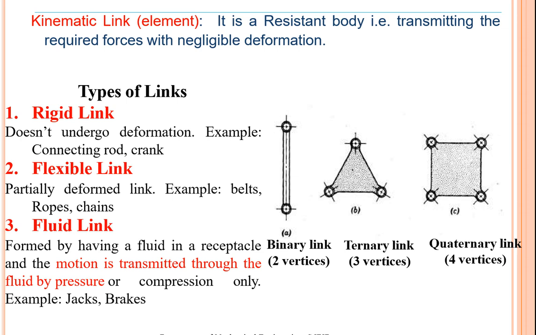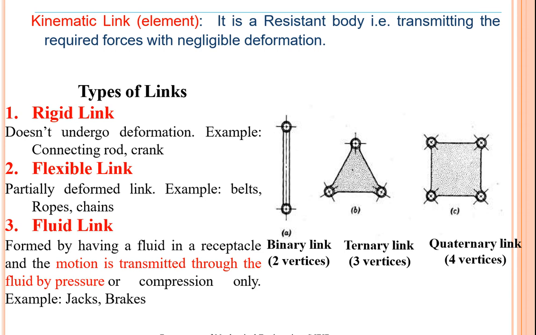Examples are belts, ropes and chain. Further, there is a fluid link. In the fluid link, the motion is transmitted through the fluid by pressure or compression only. The best examples for this are jacks and brakes.